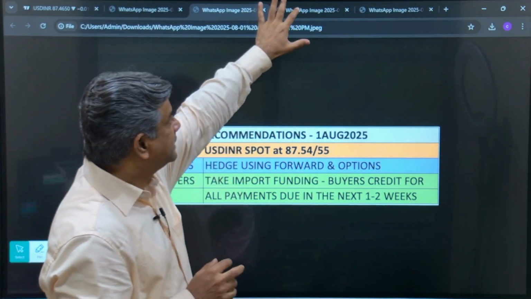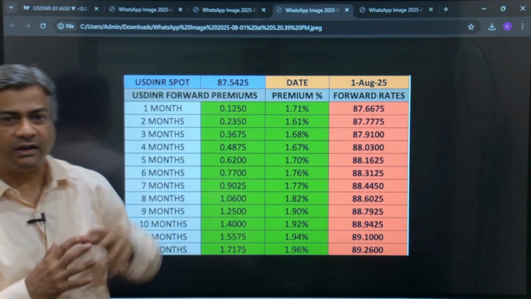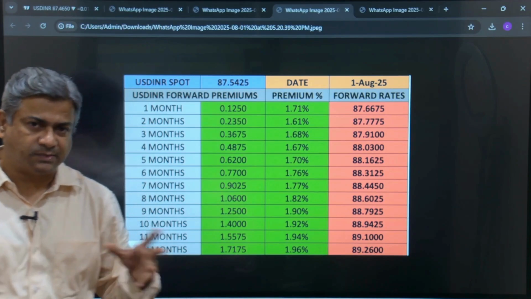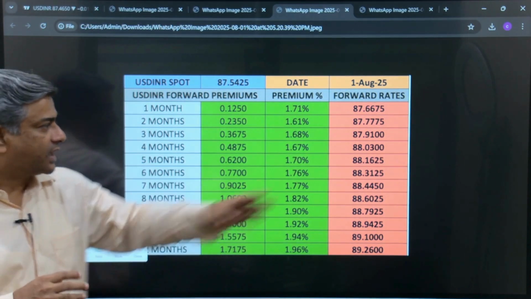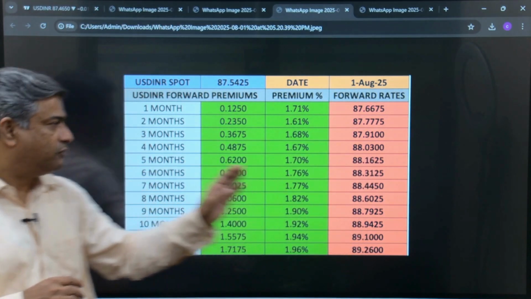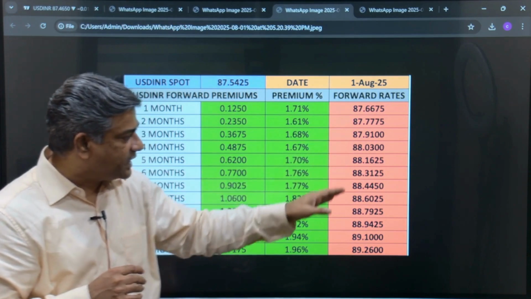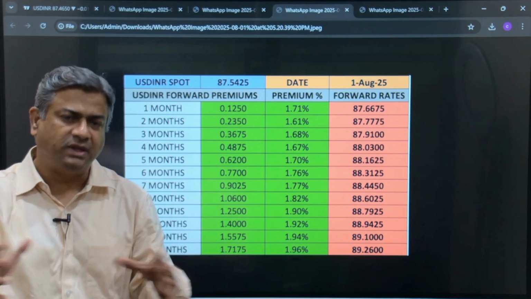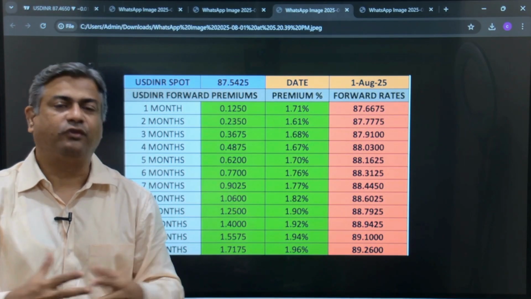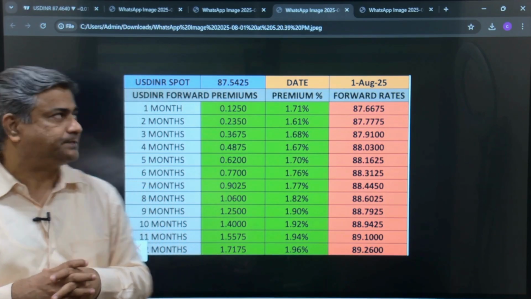This is what I am recommending to all dollar exporters. Levels are around 87.50, 87.60 spot, and you have a 1.5 to 2% forward premium, and these are the forward rates for these specific maturities. So you get levels of 88, 89 for a longer period. These levels are extremely attractive to lock in your forward rates and to lock in really attractive profitability.